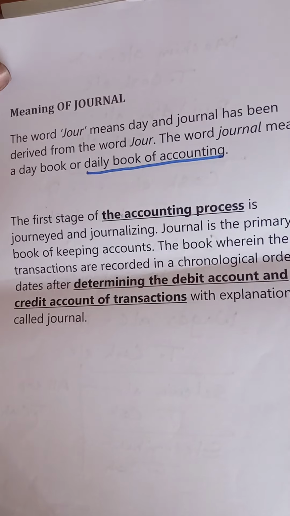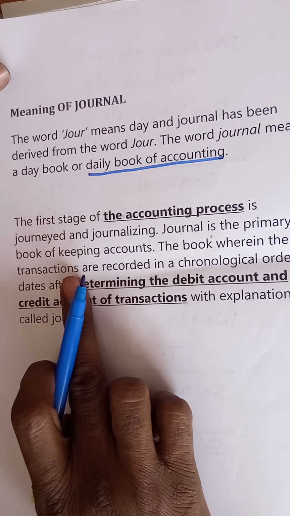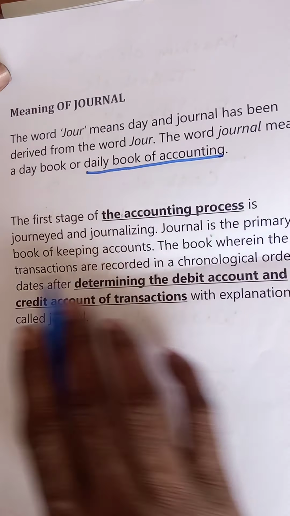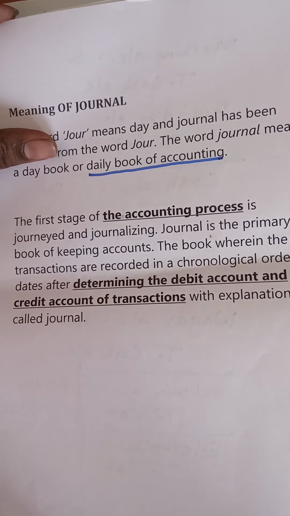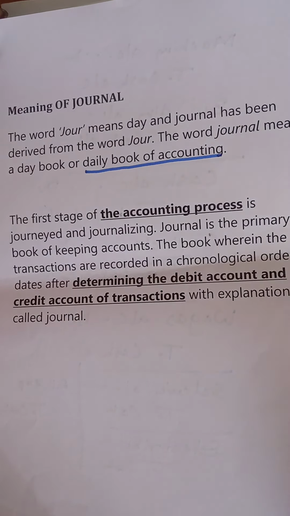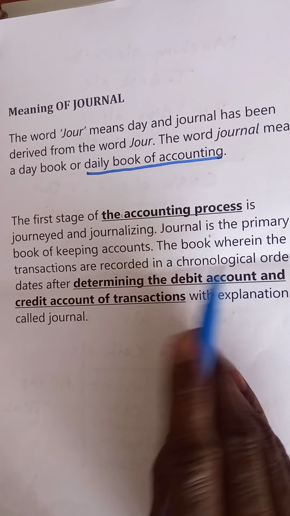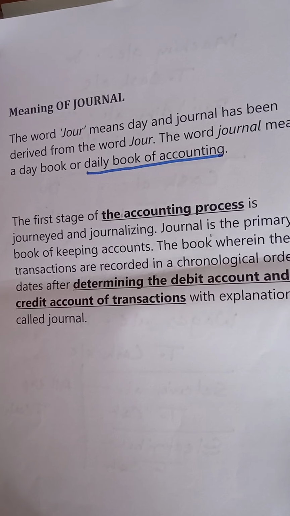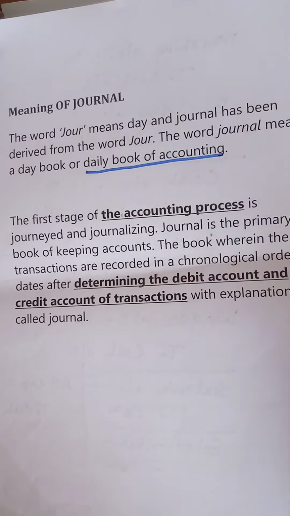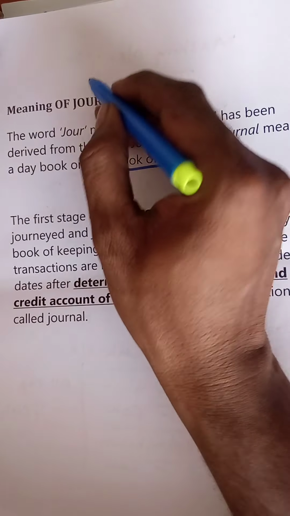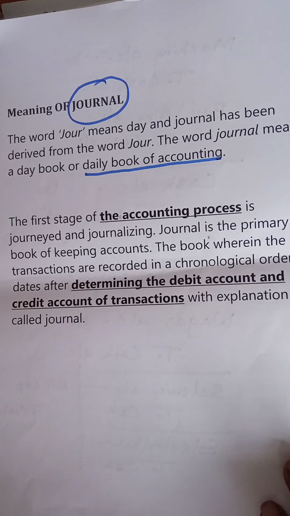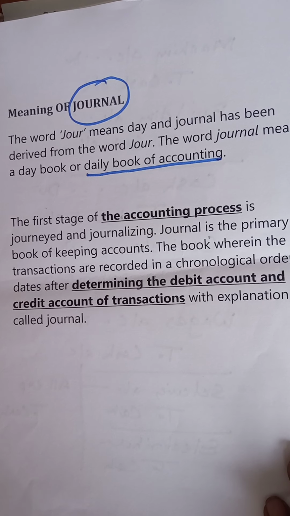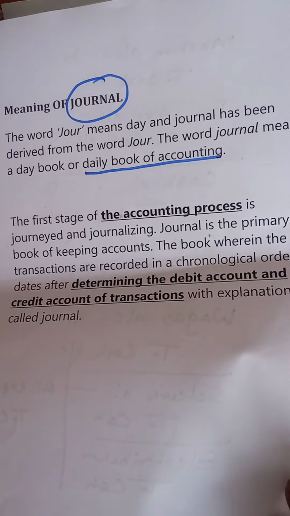In this accounting process, the first step is journalizing. The journal is the primary book of keeping accounts. So we have to write all the transactions that happened in the business in a book, in chronological order. That system, that process, is called journal. Journal means a daily record of transactions, the daily book of accounting. So this is called journal.